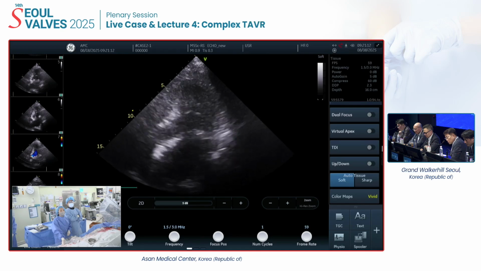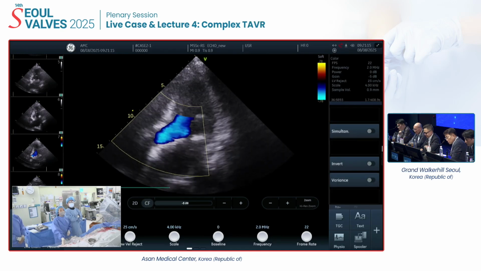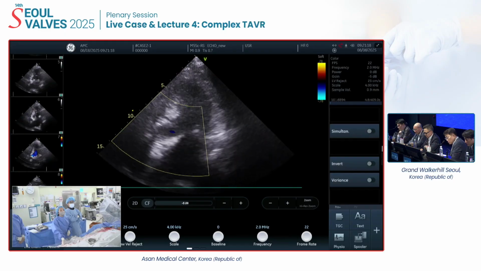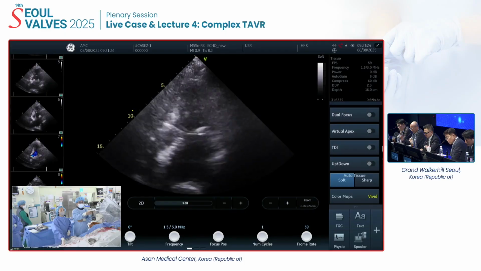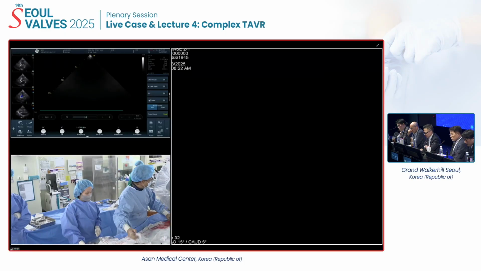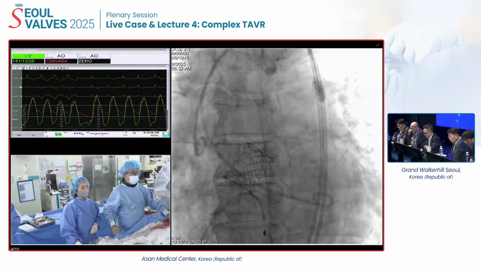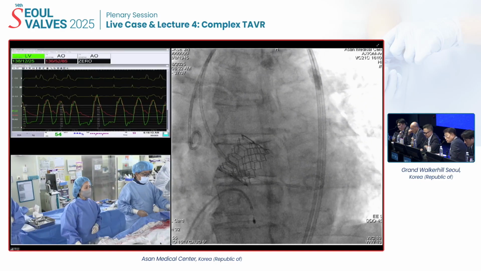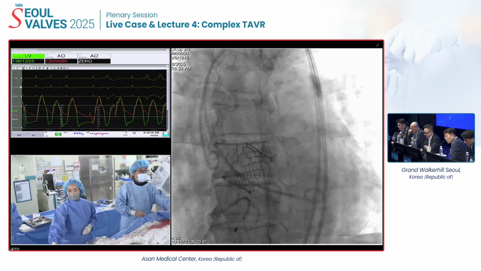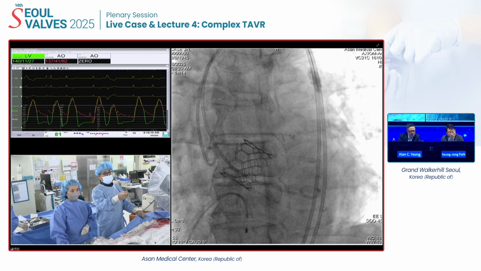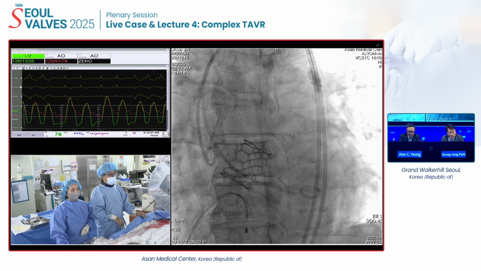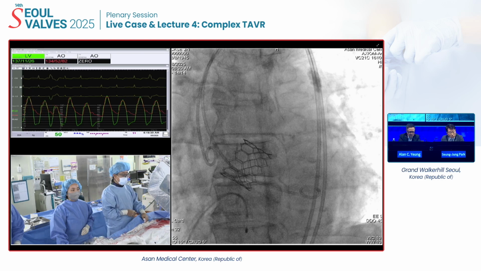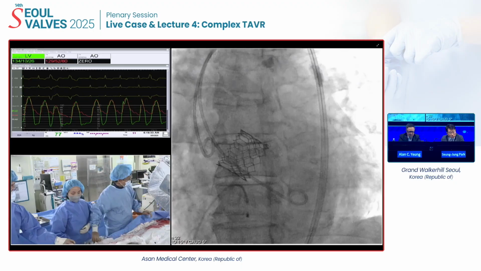Okay, I think there is no acceleration in the LVOT part, and it seems like there was no significant AR. We're going to show the invasive hemodynamics. There is no pressure gradient at all, and there is an AR index of more than 30 by hemodynamics, and that would be acceptable. So we will check it with the angio.